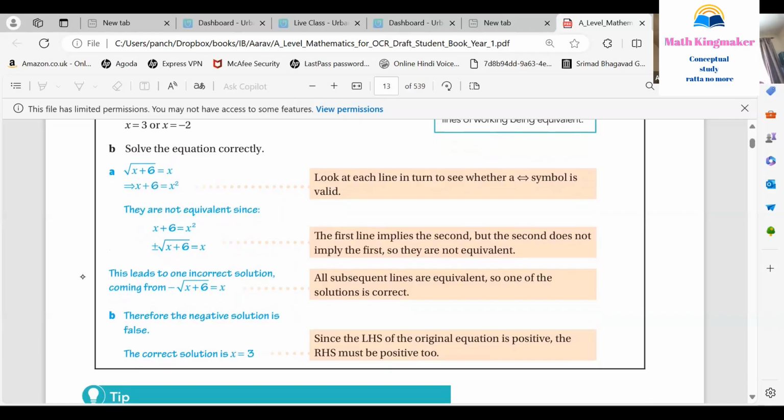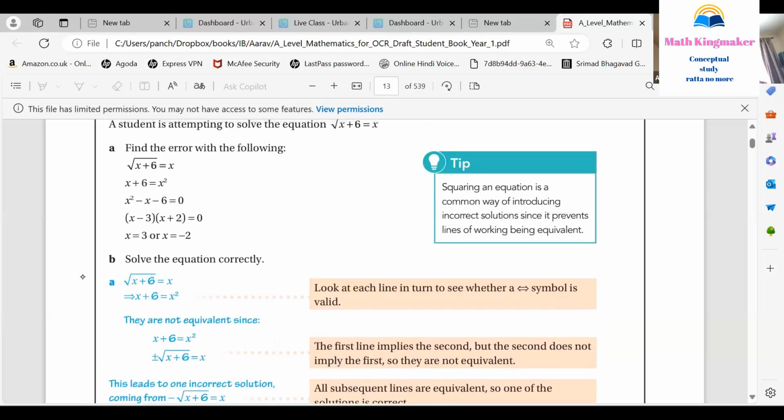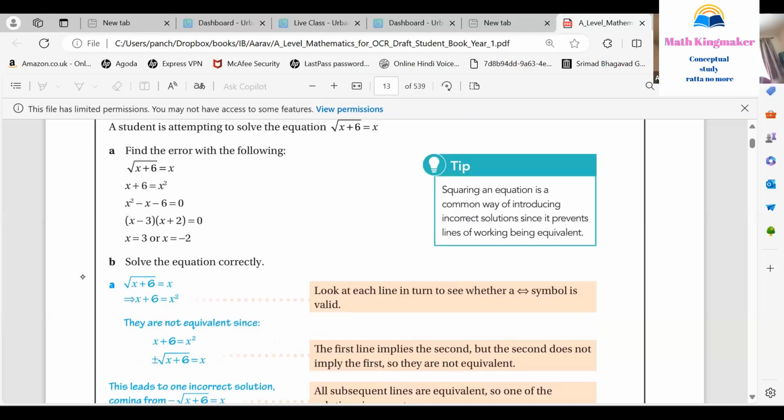So if we go to part A, can you scroll up, please? Okay, thank you. Root x plus 6 is equal to x. You square both sides, that should be fine. So x plus 6 is equal to x squared, that's the second line. Next line, you're just factorizing. So where's the actual mistake? The actual mistake is only the symbol.